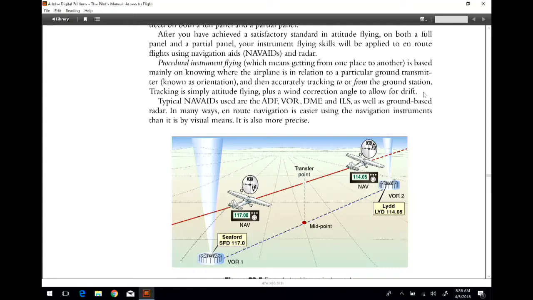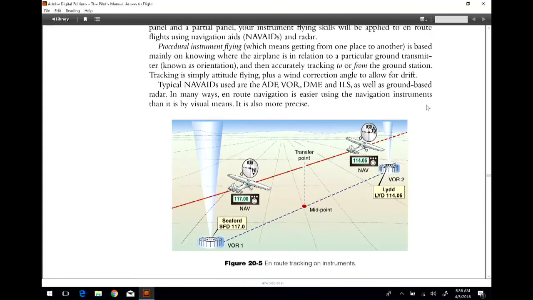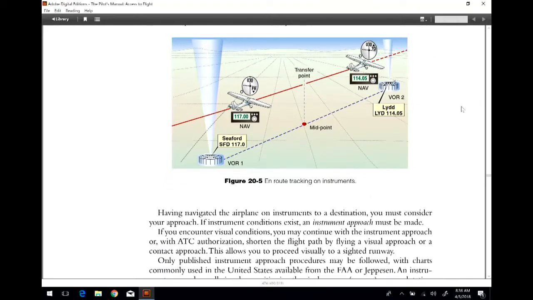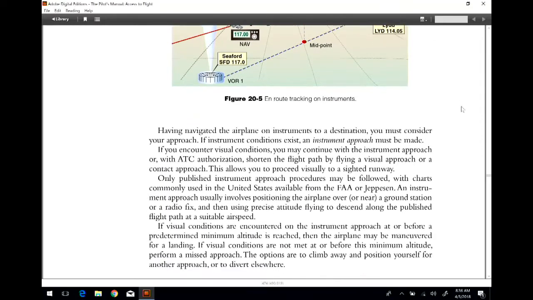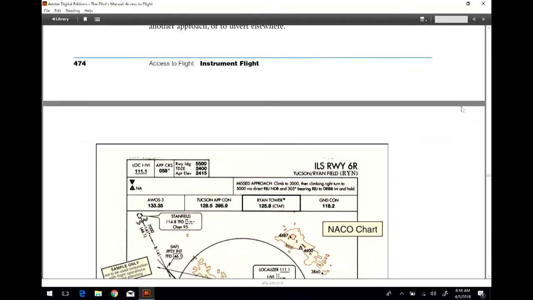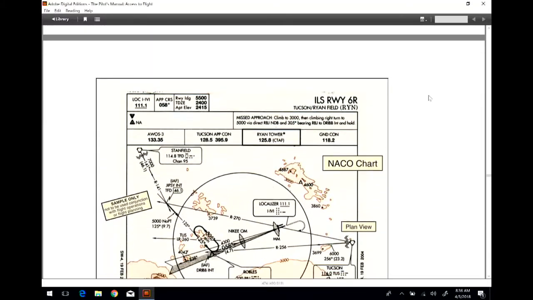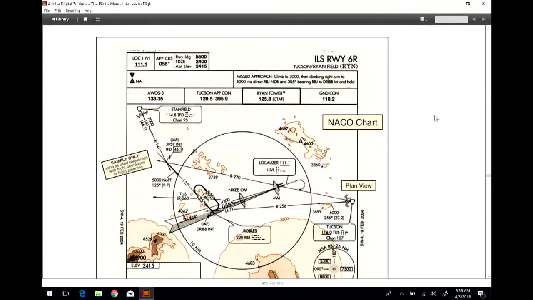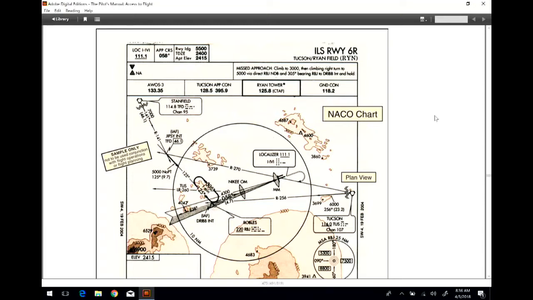Procedural instrument flying is basically everything that we've talked about. It's following the books here. En route tracking for your instruments, we've talked about that in the VORs ad nauseum. Then there are these funky little things that you are going to be using in the very near future with regards to how I make this approach and land this airplane when I can't see the airport, when I can't see what's going on with the terrain.